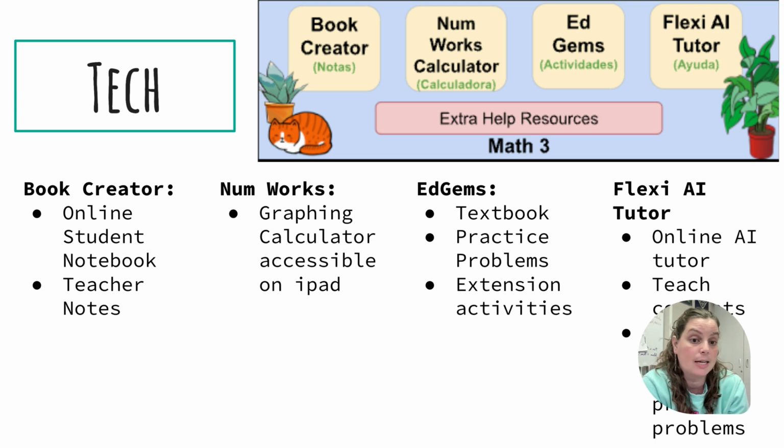NumWorks calculator is exactly what it sounds like. It's a graphing calculator available to them on their iPads. EdGems is our textbook. It has practice problems and extension activities. And then Flexi AI Tutor is that AI tool that will explain to students how to do a problem. It will also give them practice problems and immediate feedback about how they're doing on those practice problems. Very cool. It's worth checking out, especially because this is the time where parents tend to max out on their knowledge of math. So it's a really good time to explore using AI together.